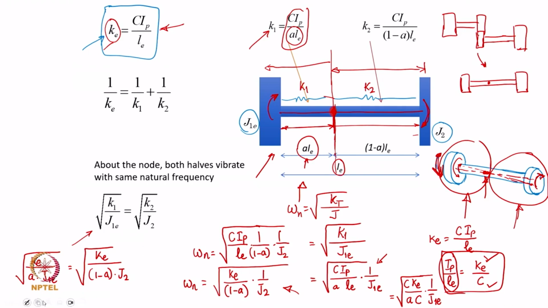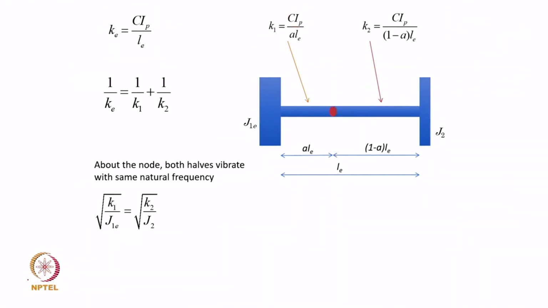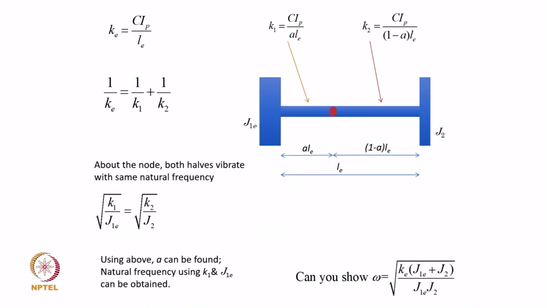Okay. All right. So, by equating this, you can find out A, and then you can find out the expression for the natural frequency. It is left to you as an exercise to show that the natural frequency of this system can be shown to be this, and that is a small exercise that you can always carry out. What is interesting here is to see that this natural frequency expression is like equivalent inertia. Okay. So, I will call this an equivalent inertia.